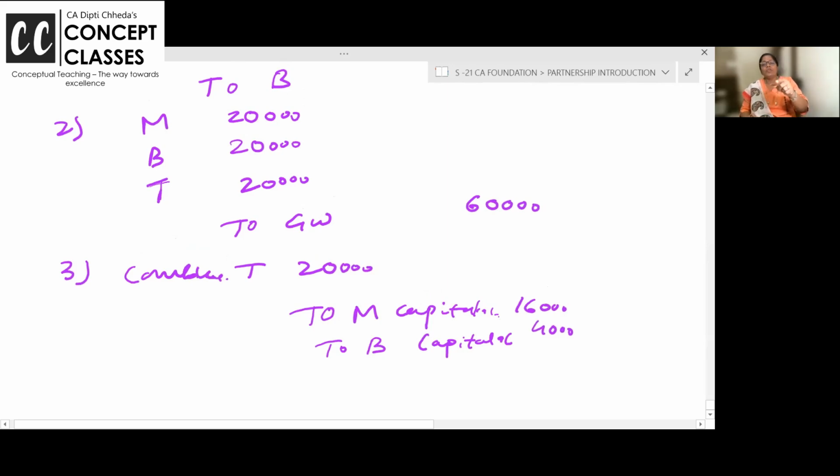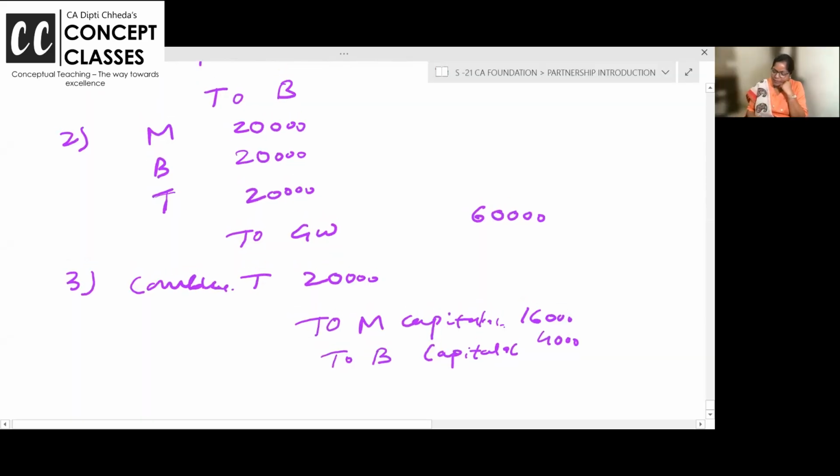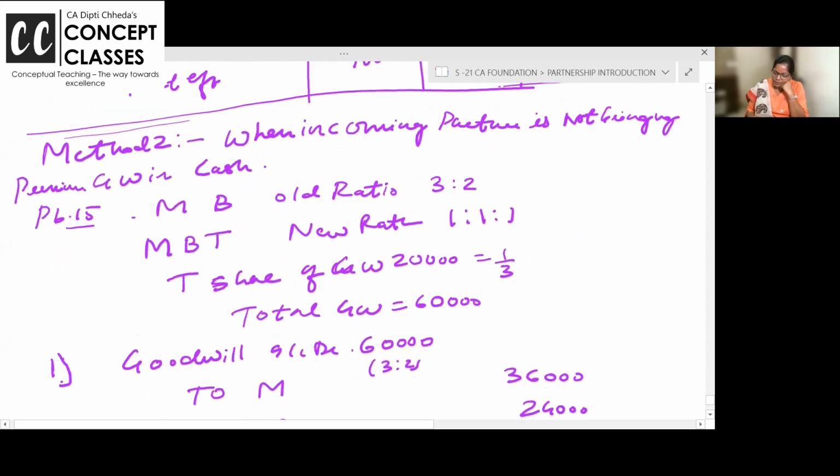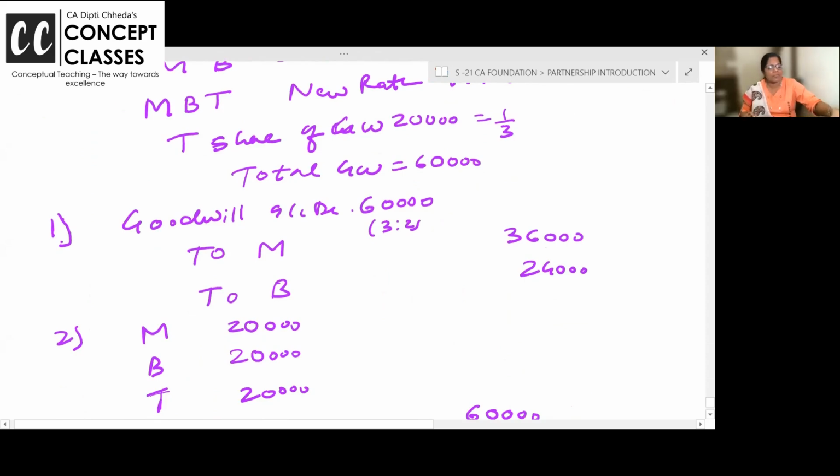T, your goodwill share is 20,000. If you are not bringing, we'll debit your account and credit the old partners in sacrificing ratio. Done. Sorry, by mistake it closed. Is it clear to you? I made you write these two methods only in the comparatives with the help of the problem.